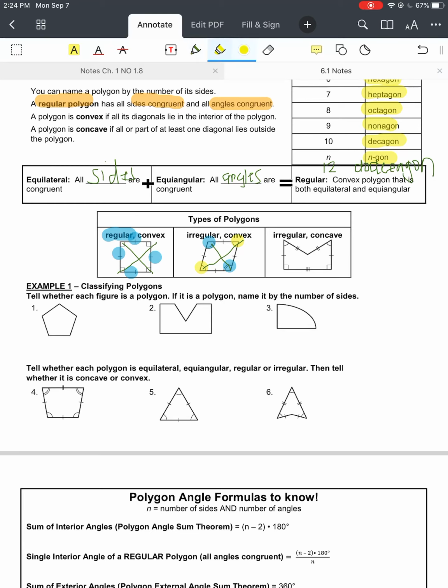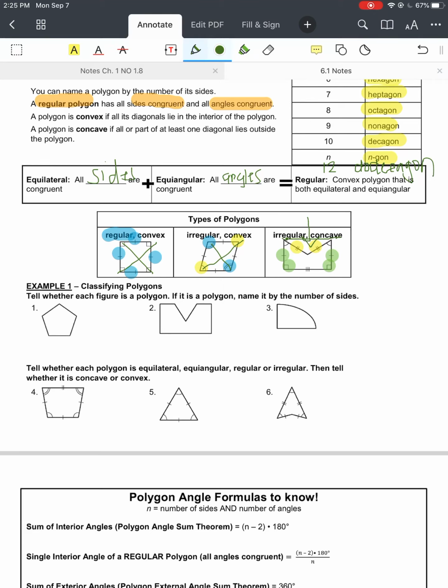This last one here is irregular. Notice we have sides of different lengths and we have angles of different measure. So no, it's not equilateral or equiangular. It's also concave. It is caving in right here. If I draw a diagonal here through the top, it would stay on the outside of the polygon.